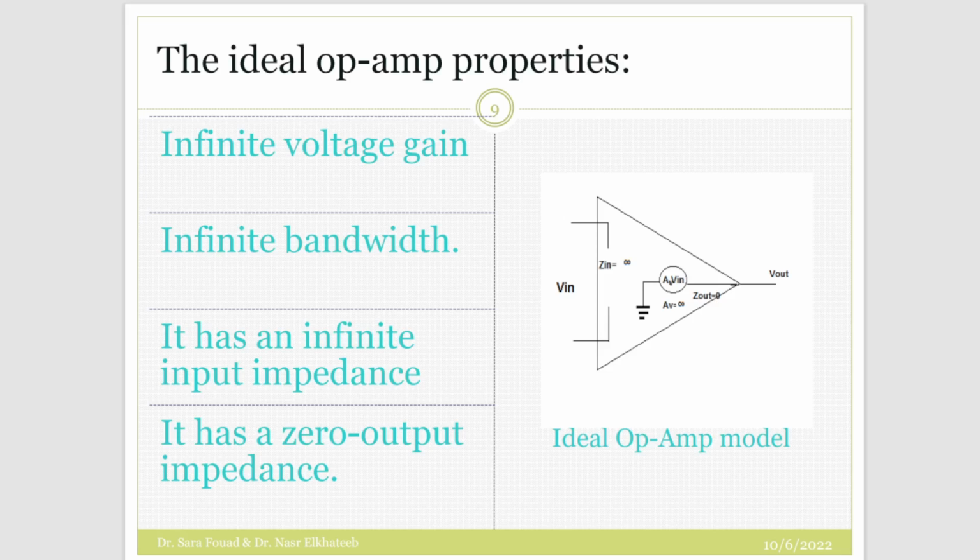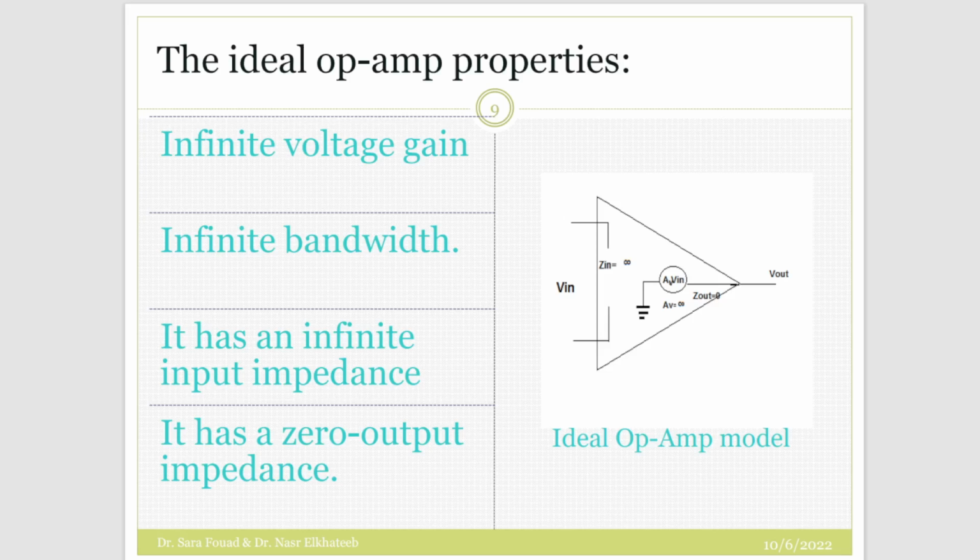The ideal operational amplifier properties. This is the ideal operational amplifier, a theoretical operational amplifier on paper. These are the properties of an imaginary operational amplifier, because it has no errors, and this does not exist in real life. In real life, any electronic component has errors.